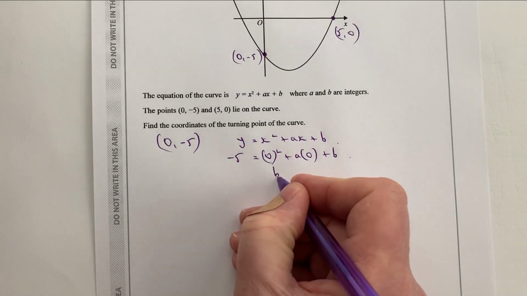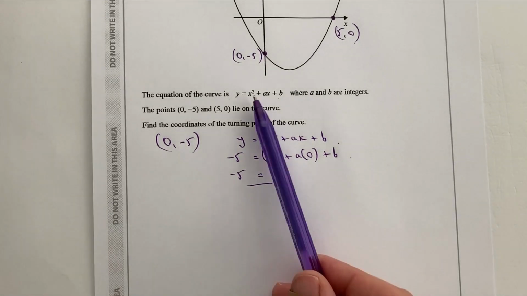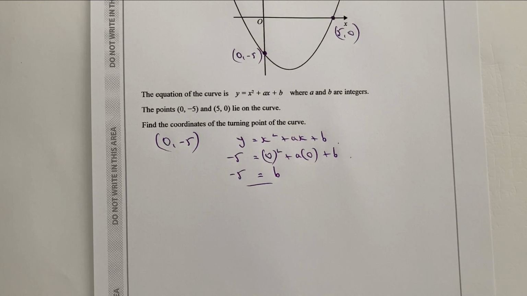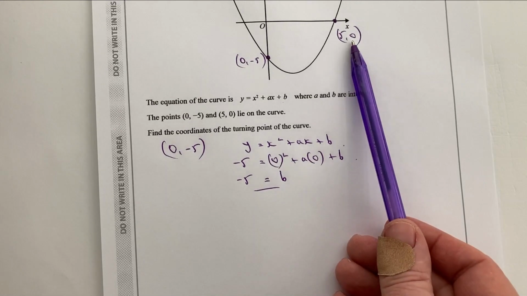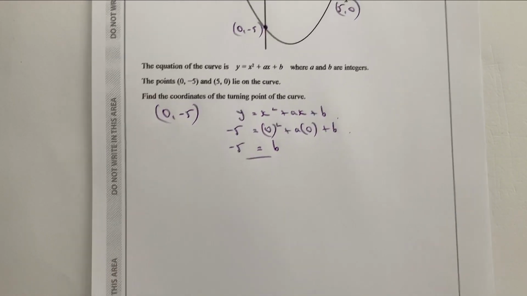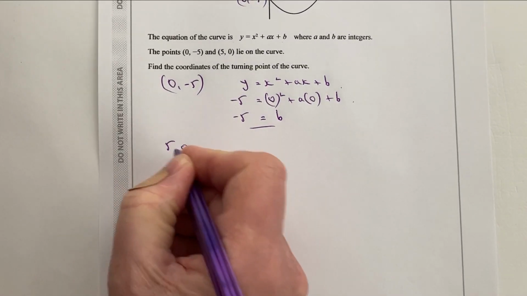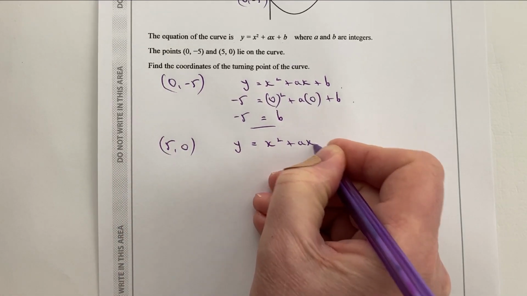Remember that what we're doing here is working out the values that we can plug into this equation in order to then use that to find the turning points. Hopefully that's all right for you. Let's have a look then at what happens when we've got this second point, which is (5, 0). I'll just move this up a little bit so you can see it. So I'm going to have 5 and 0. Again, y equals x squared plus ax plus b.